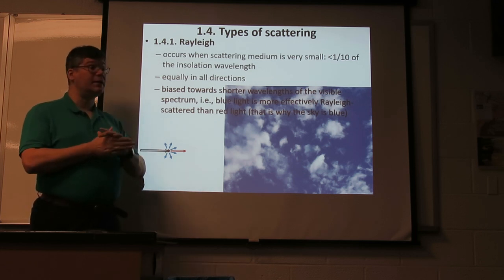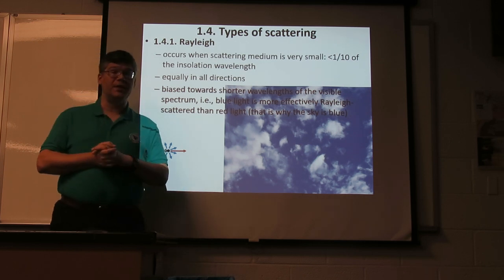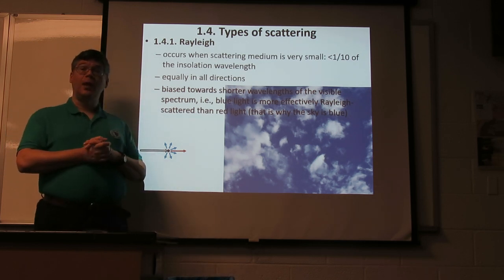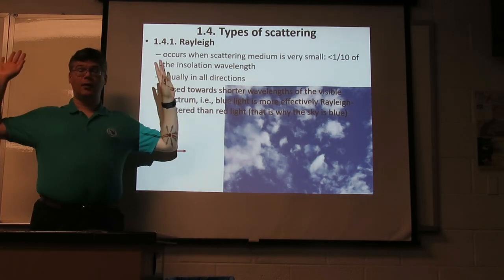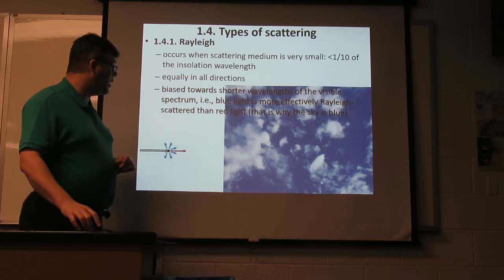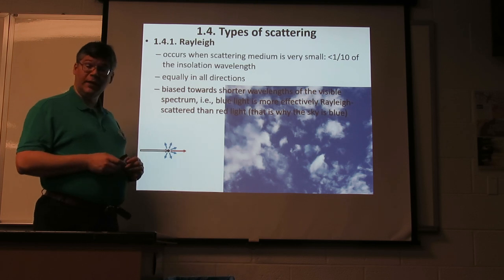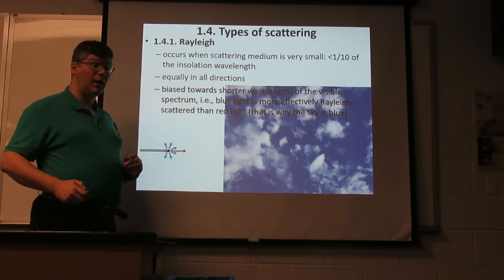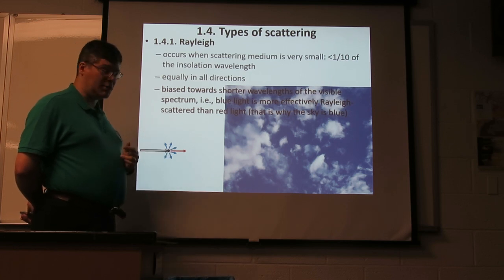And so Rayleigh scattering specifically is why the sky looks blue. As sunlight comes in, it's got all sorts of colors in there, but the blue gets scattered more, and so we see that out in all directions. The red is scattered less, and so we see the sky looking blue, not reddish or just plain white.